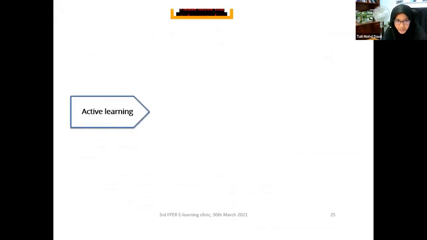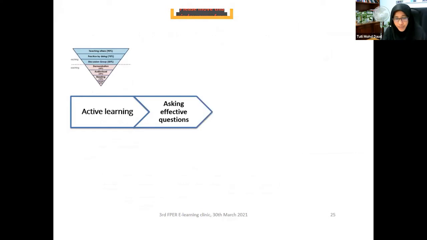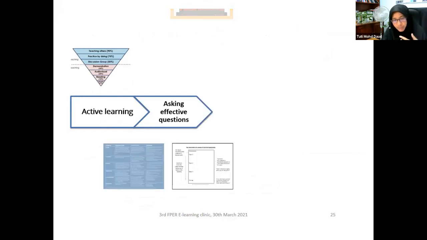But what I think the important thing that we would like to conclude here today is, one, as we know, we need to apply active learning, because that is why it works. And we need to ask effective questions, by using Bloom's taxonomy and probably using various questions according to where you are in your lecture.